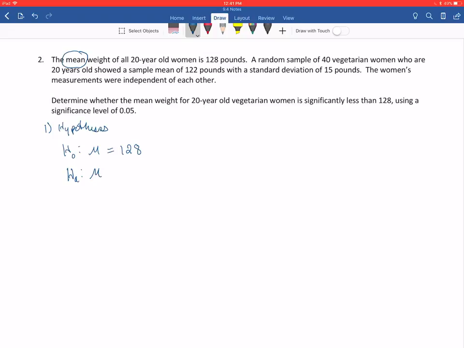And here reading very carefully, we are trying to test if it is significantly less than that. So specifically here we have direction. Is it less than 128?